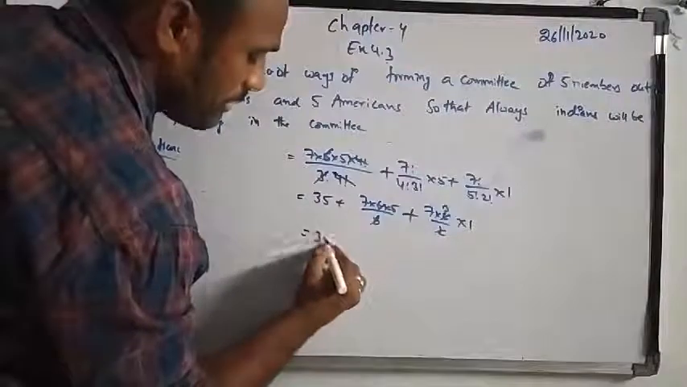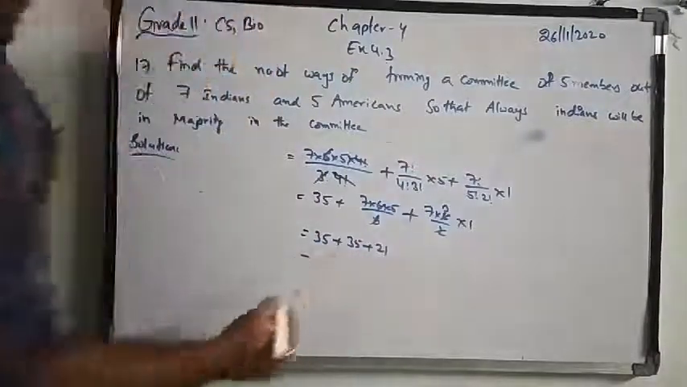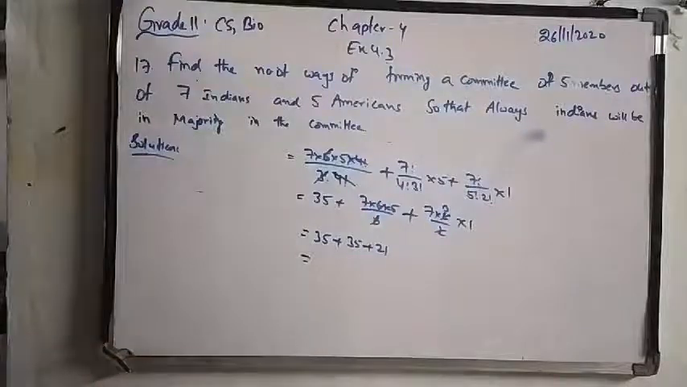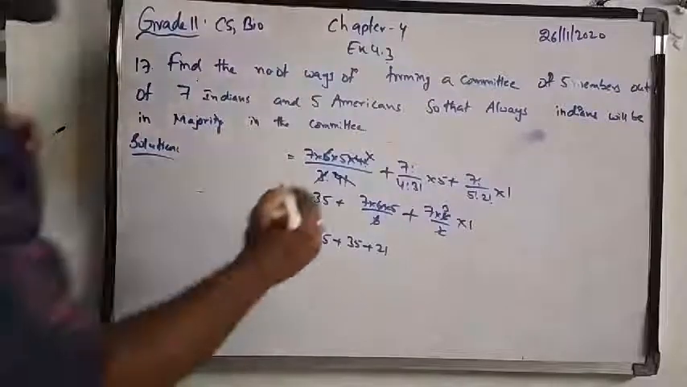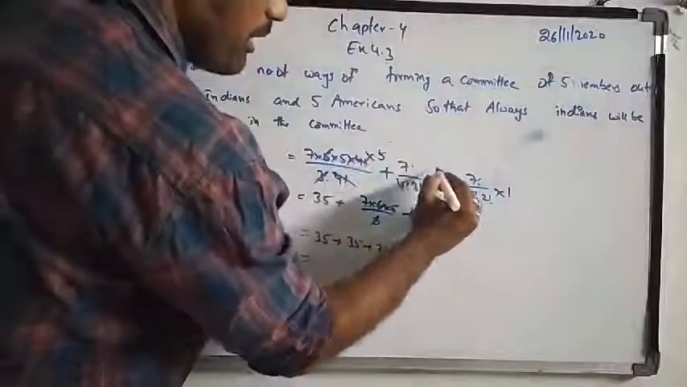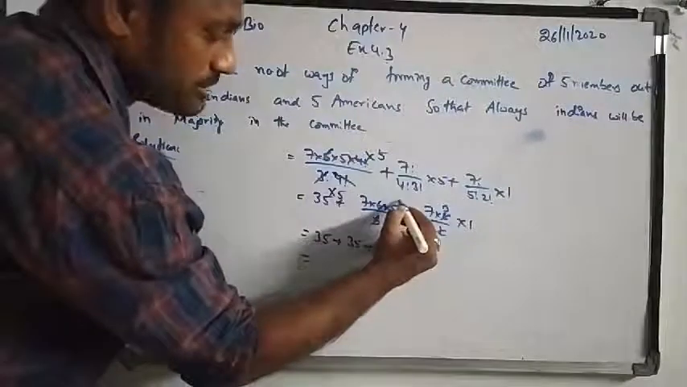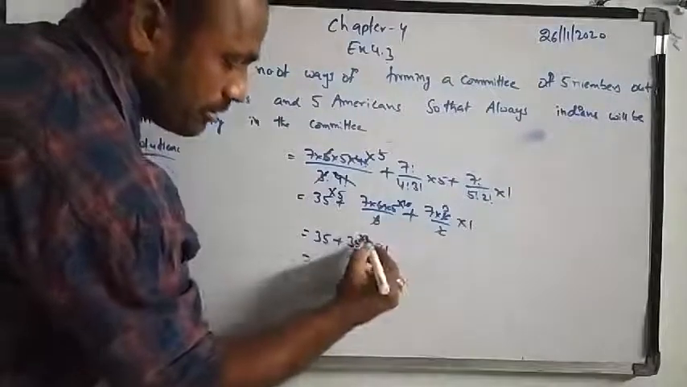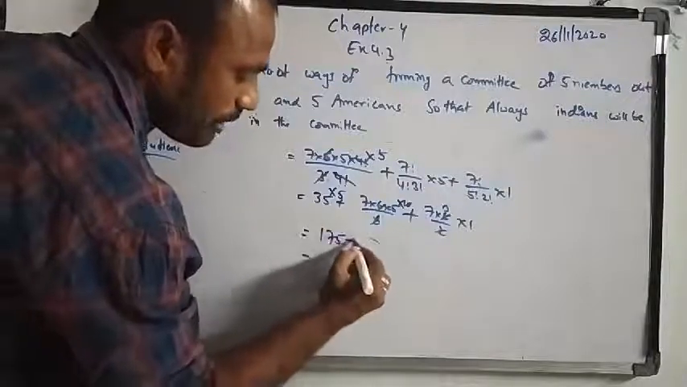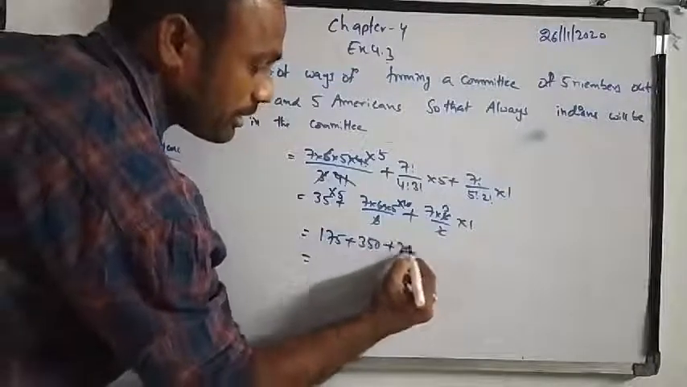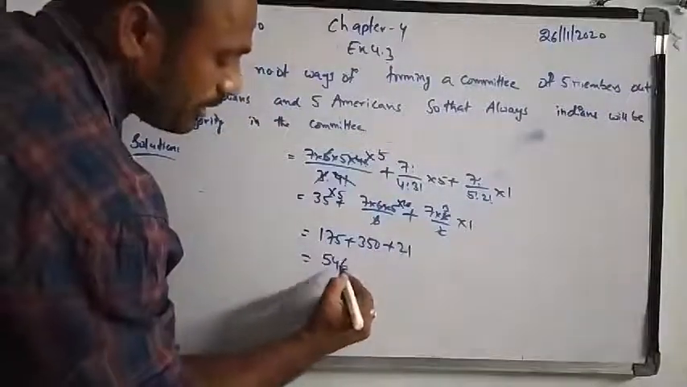So the total numbers are 35, 35 and 21. Here I need to multiply with 5C2, so it will be 35 into 10. So totally 35 into 5 will be 175, plus 350, plus 21. So if I add further, I am going to get 546.